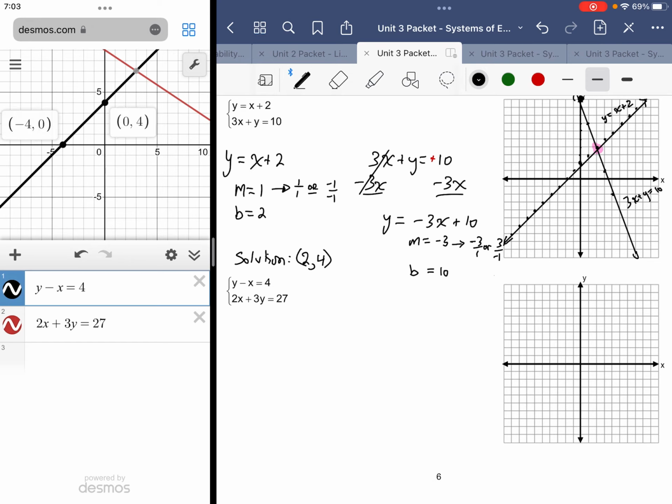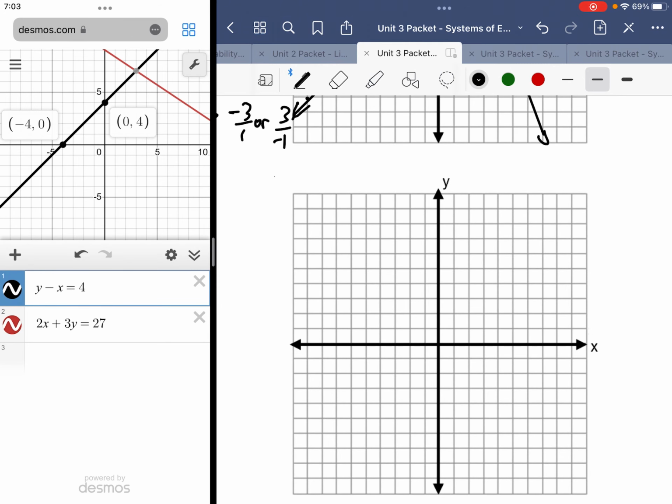Like, for example, the black one, I can plot (-4, 0), (0, 4). Draw a nice line through those two points. I want to make it look reasonably correct. If you need a few more points, grab those extra points. We know that it's going to cross with the other line at 3, 7, so we make sure 3, 7 is part of the graph.